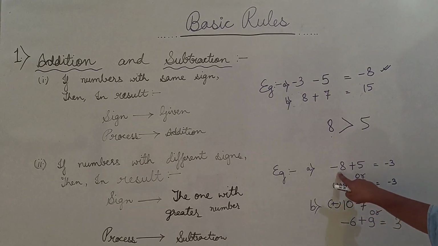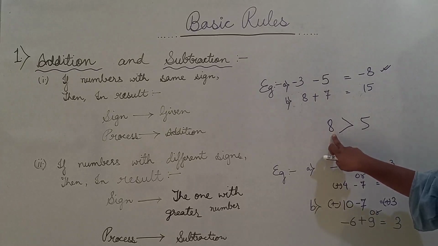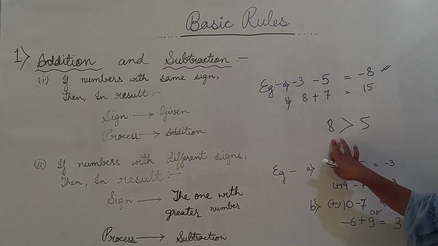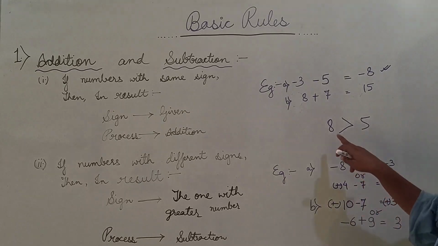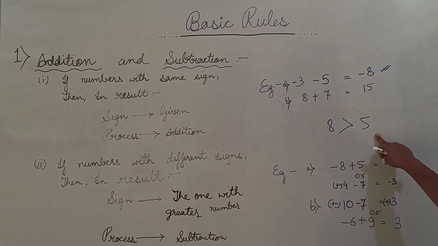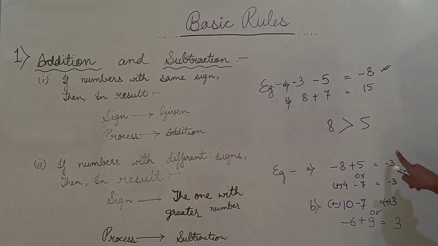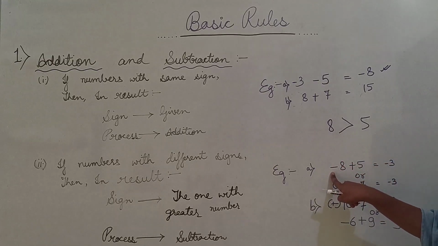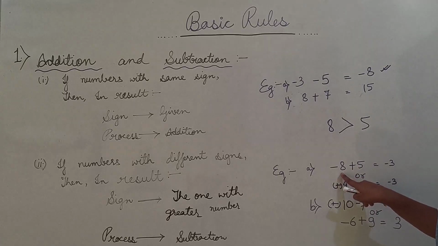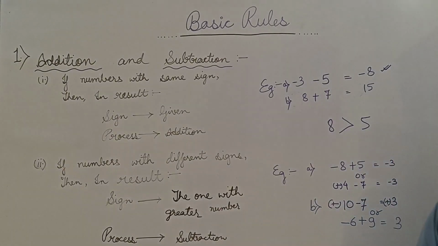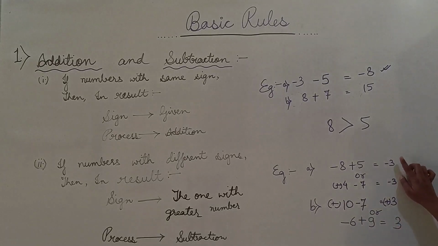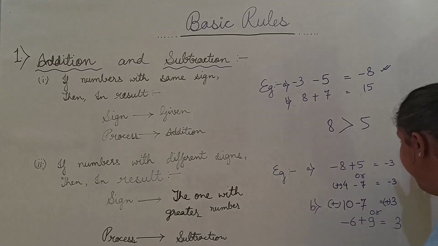But here we have to just consider the numbers without their sign, 8 and 5, and see which one is greater. So obviously 8 is greater than 5. So in result we will use the sign with 8 which is negative and the process must be subtraction. So 8 minus 5 is equal to 3 and hence the result here is -3.